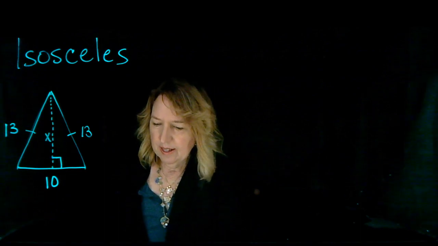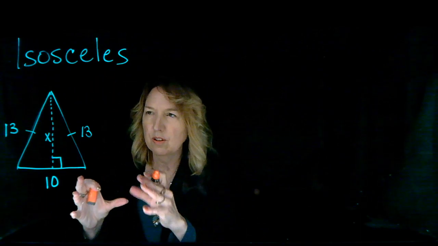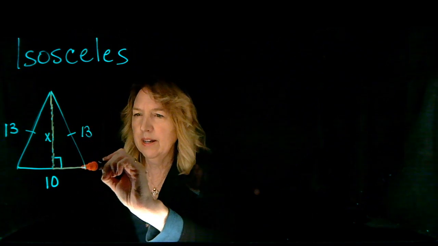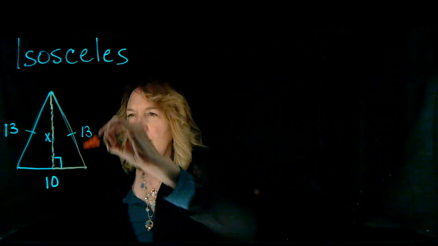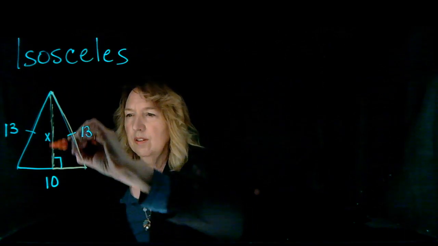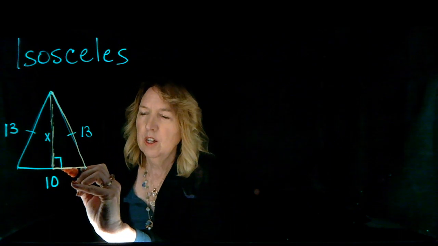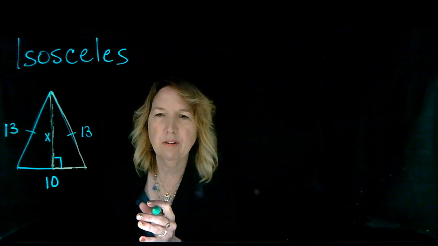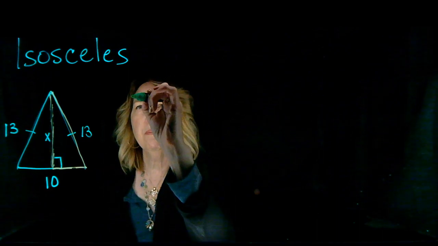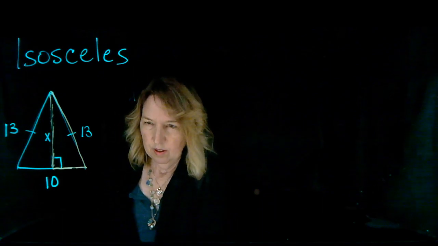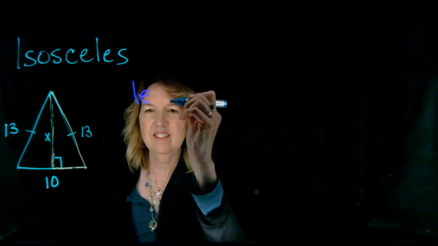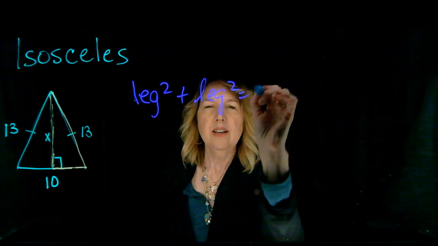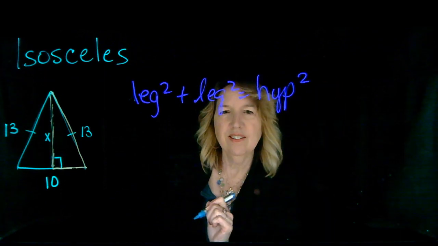What's going on is if you kind of focus on part of the triangle, you will notice there's a right triangle here. That's because of this right angle here. Why is that significant? Well, a right triangle, you can use Pythagorean theorem. So remember that is the leg squared plus the leg squared equals the hypotenuse squared.